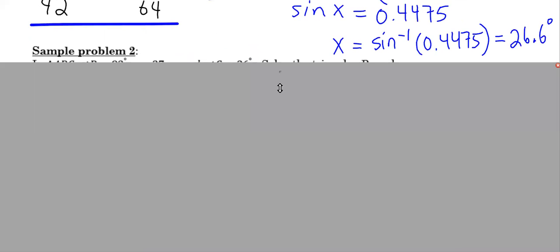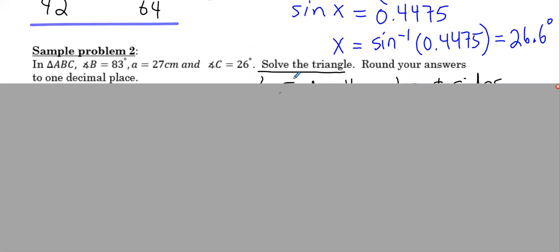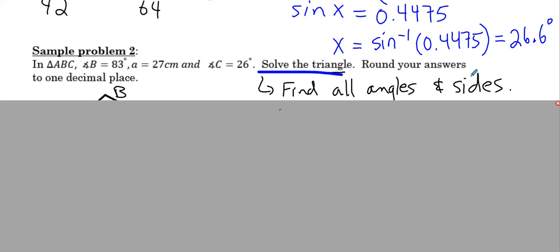So similarly here, now you're asked to solve the triangle. So you have some information given with triangle A, B, and C. Round your answers to 1 decimal place. Now solving a triangle, what that basically means, you have to find all the angles and the sides. Luckily, you're given 3 pieces of information already because you need to find all 3 angles and all 3 sides.